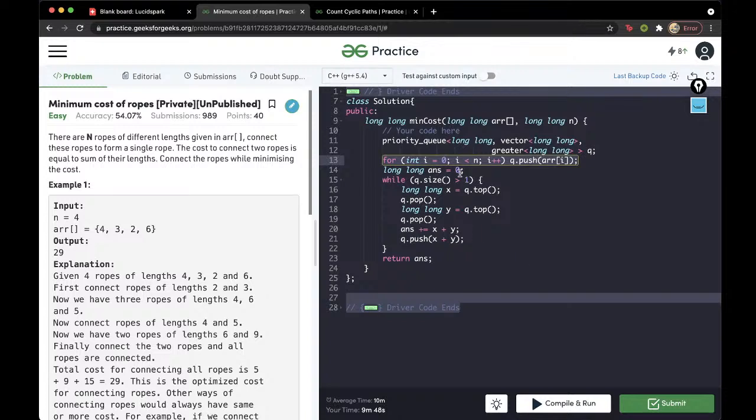Now the answer is first initialized to 0, and while we can combine two ropes, you keep doing this. You pop the two minimum elements, add those both to the answer, and push the sum back into the queue. Again you pop the two minimum elements, and this keeps happening until there's only one rope left. I hope this explanation was clear for this problem. Let me know if you have any doubts, or if I can move on to the next problem.